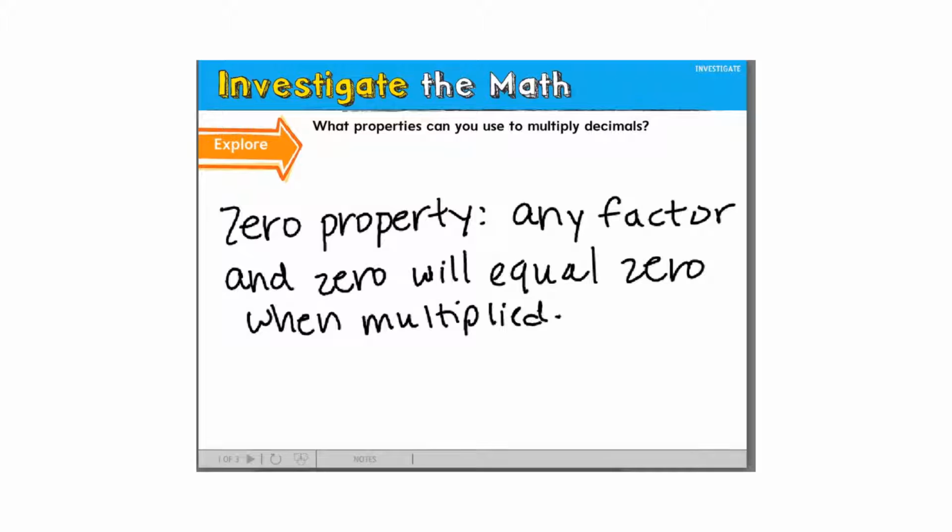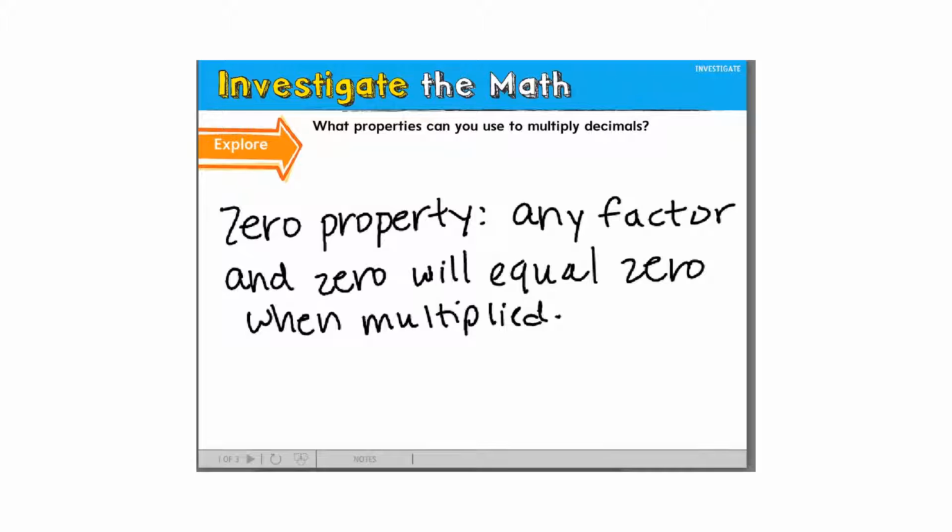Don't you remember that when you learned your basic facts, your zeros are super easy, right? Because no matter what you multiply by 0, you're going to get a 0 as your answer. The same thing goes for decimals too. When we talk about decimals, this property still exists. So anytime you're multiplying something by a 0, you get a 0.